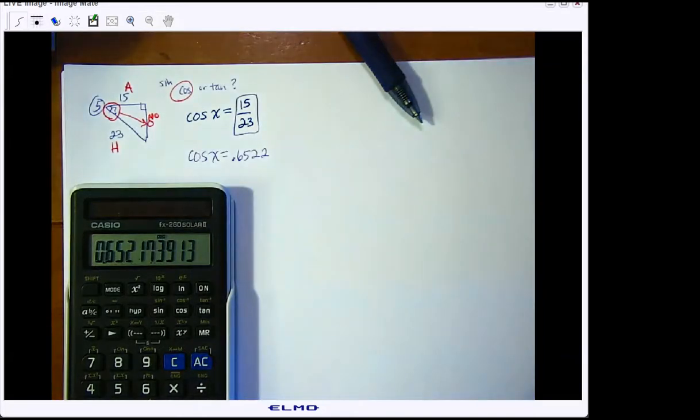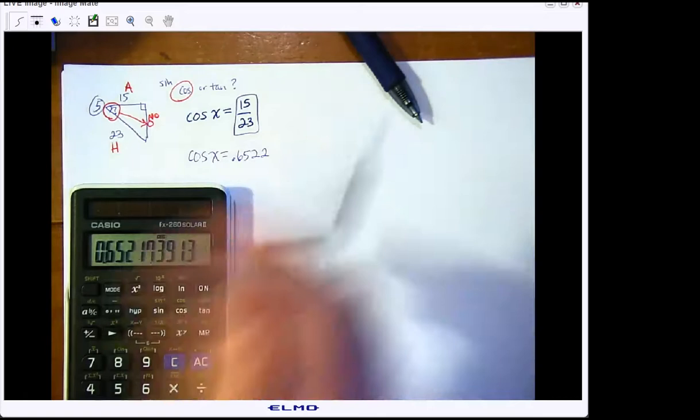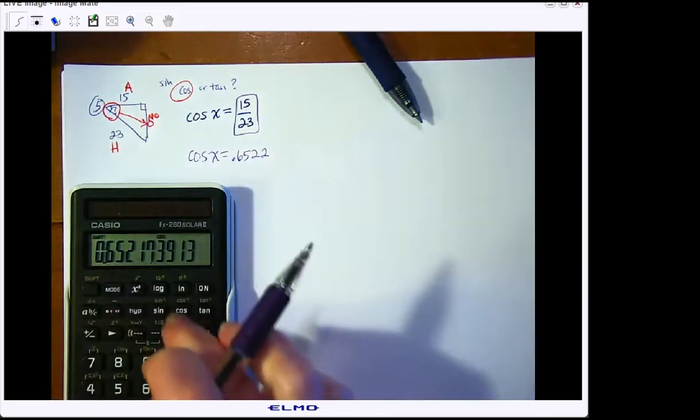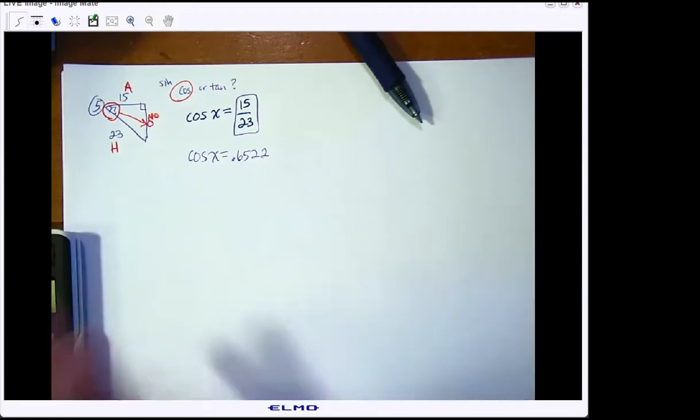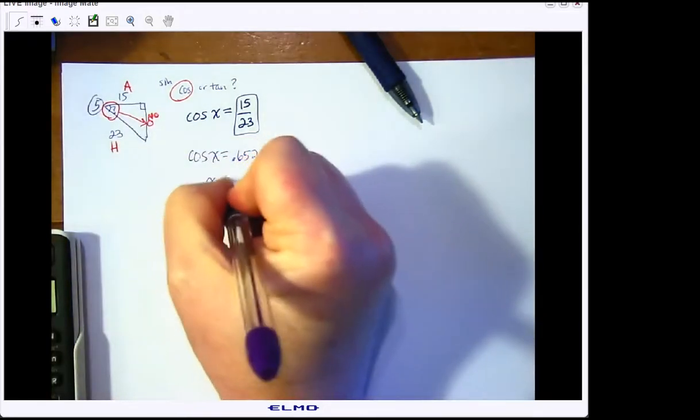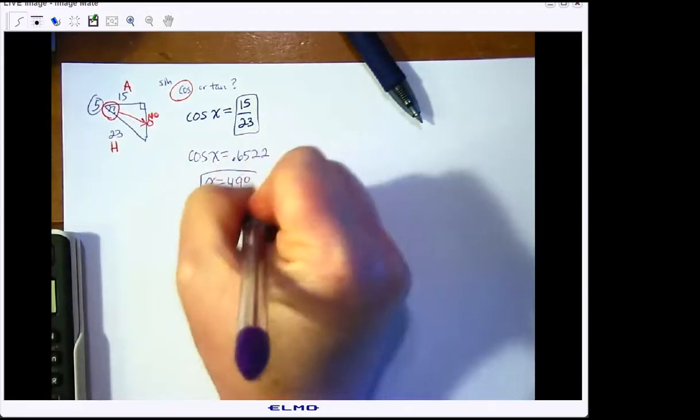And then we're going to use our shift key. So we're going to do shift cosine because we chose cosine. And we have 49.29, but we're always going to round our angle to the nearest whole degree. So that's closer to 49 than it is 50. So your x is equal to 49 degrees, and you're done.